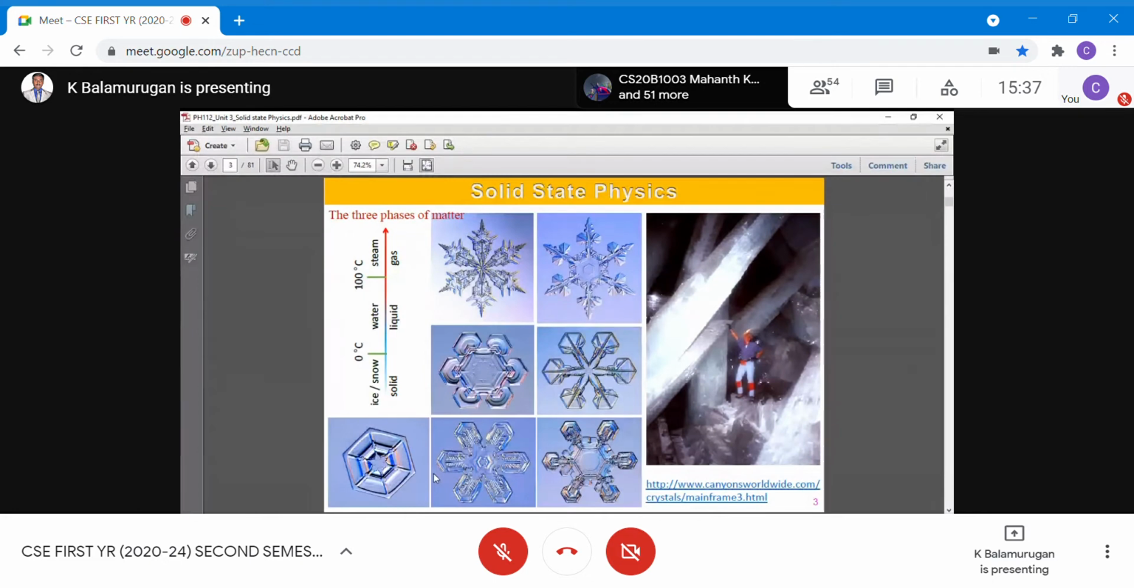Although the syllabus straight away jumps to Drude theory of electrical conductivity, the topic of the unit is solid state physics. So perhaps you have to have a clear-cut understanding of what solid state physics is about, or the definition of solid state physics itself.